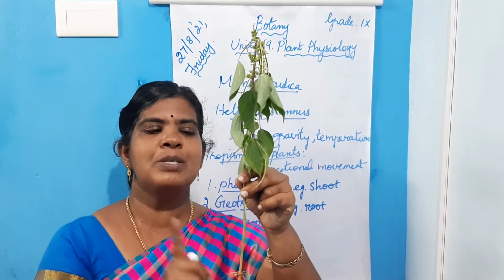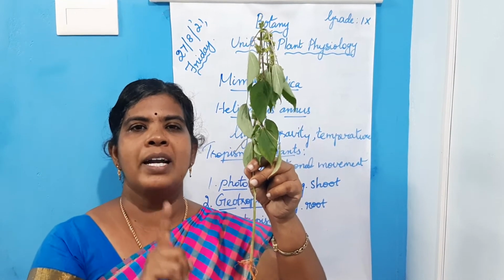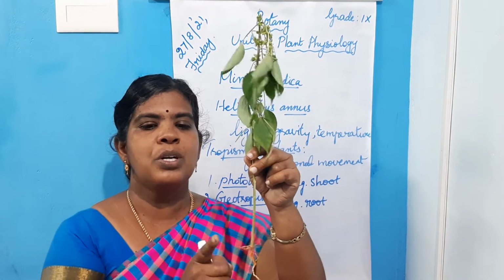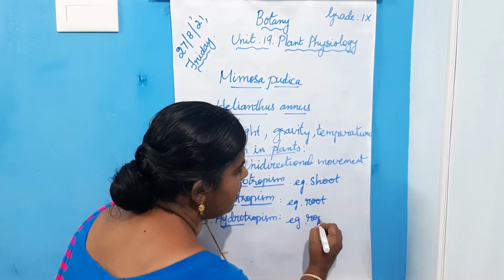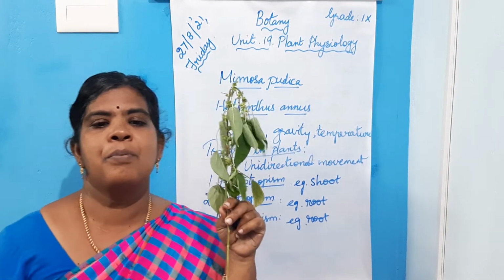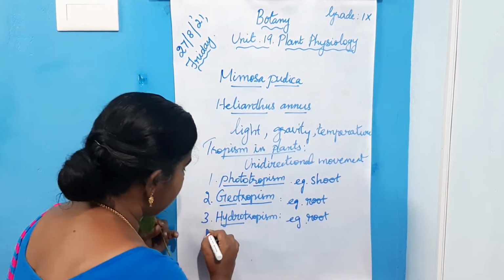So which part of the plant shows hydrotropic movement? Root of a plant. So, example, root. Next type of movement is stigmotropism.